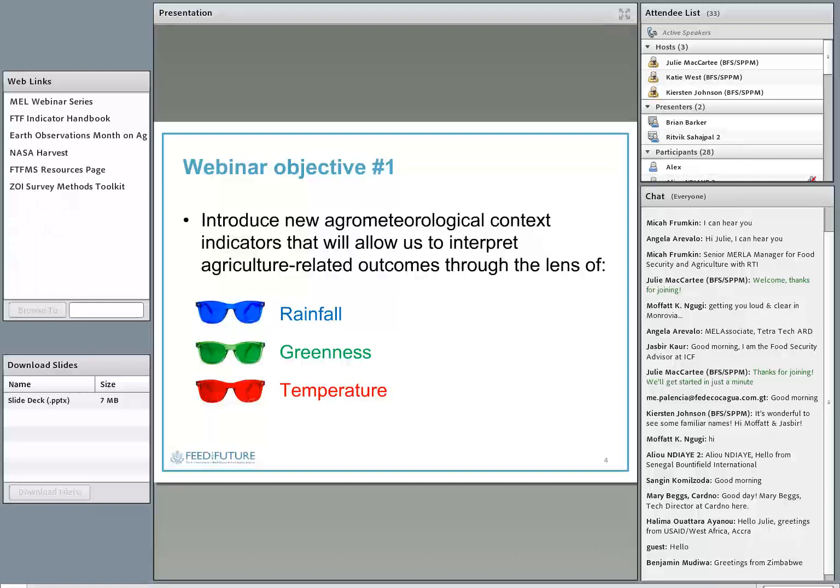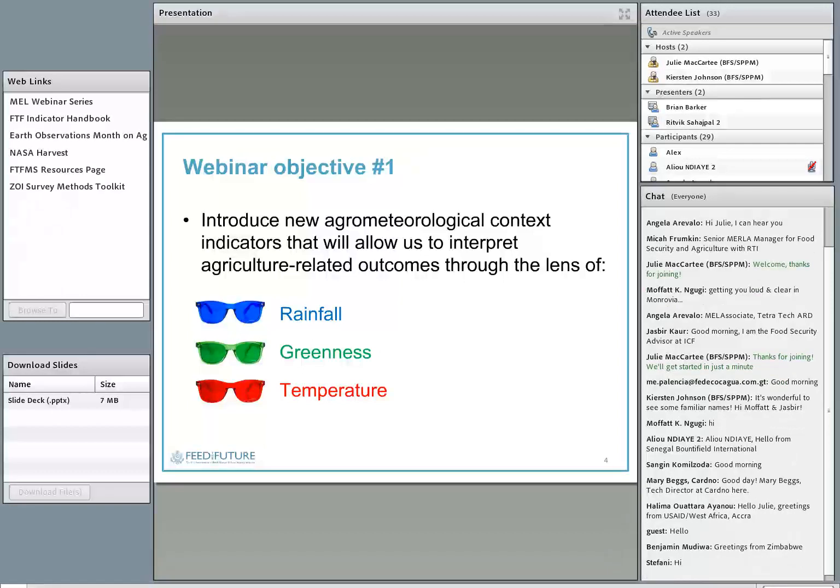We're very excited to introduce these new agrometeorological context indicators. These will be helpful to allow us to interpret agriculture-related outcomes, specifically yield, but potentially other agriculture-related outcomes as well, through the lens of rainfall, greenness, and temperature.